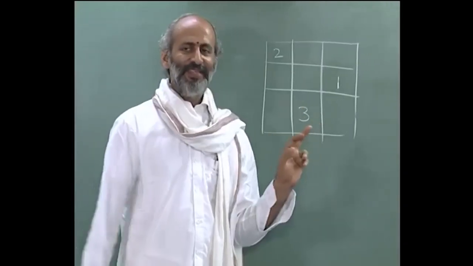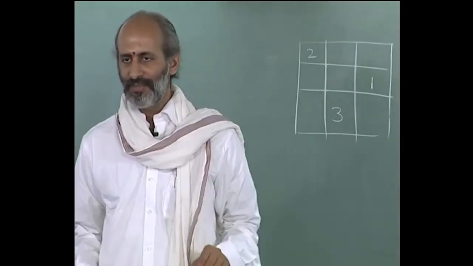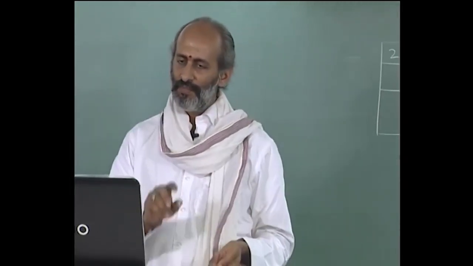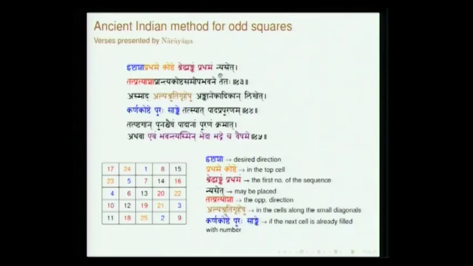Here, in fact, Narayana's verse very clearly tells. That is why I took this example. The prescription is the following. Maybe I will just see if the verse is there, so that it becomes more or less like a nail fixed on a green tree. See, ishtasha prathame koshte, asha here means direction. I will come back to this example. I will explain this couple of words here and how clearly Narayana prescribes.